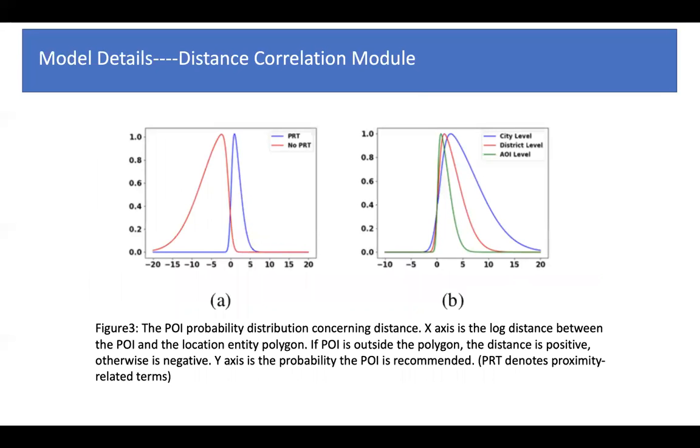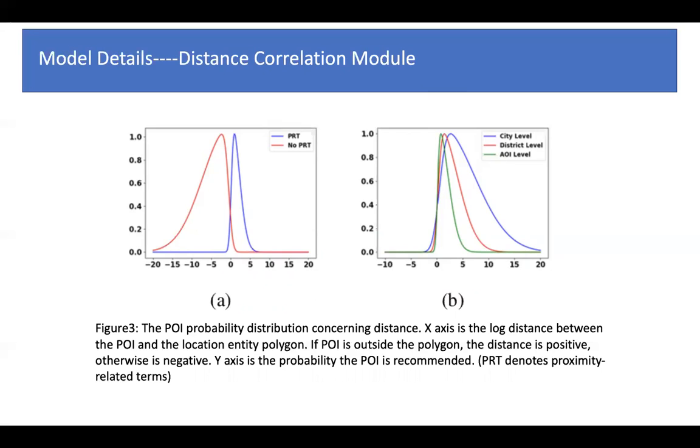Figure 3 shows the POI probability distribution concerning distance. The X-axis is the log distance between the POI and the location entity polygon. If the POI is outside the polygon, the distance is positive. Otherwise, it is negative. The Y-axis is the probability that the POI is recommended. PRT denotes proximity-related terms. In 3A, we can see that for questions without PRT, we mainly retrieve POIs inside the polygon, while for questions with PRT, we mainly retrieve POIs near the polygon border.